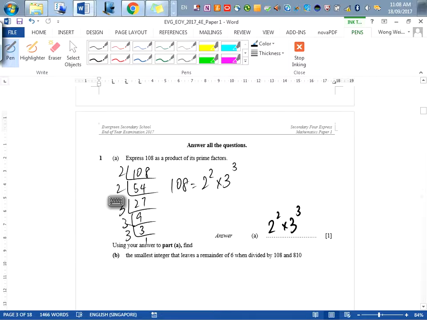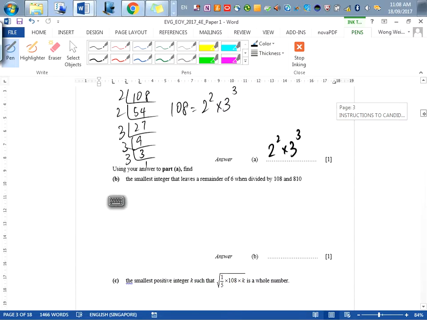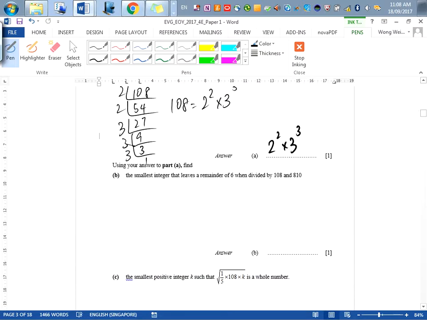Okay? Now, question part B. Find the smallest integer that leaves a remainder of 6 when divided by 108 and 810. So we are going to write down 810 in terms of its prime numbers again. So 810, we realize that it is equal to 2 times 3 power 4 times 5. 108, just rewrite it again, 2 square times 3 cube.